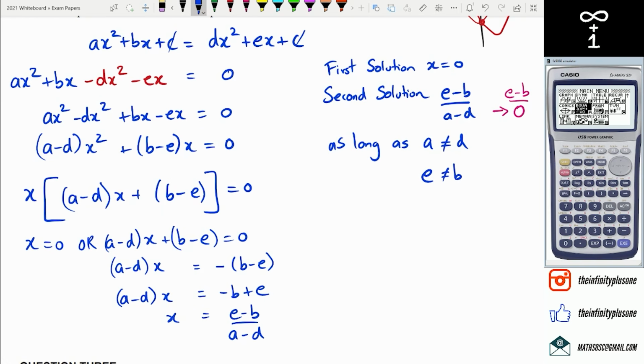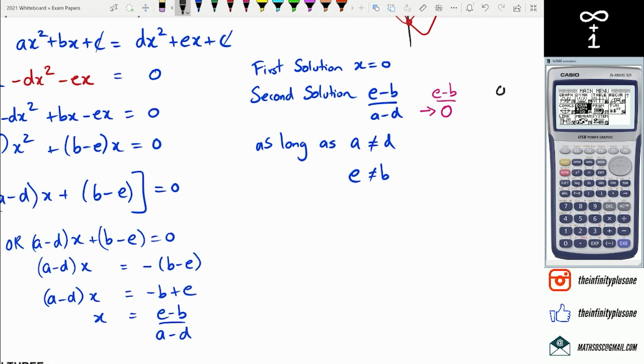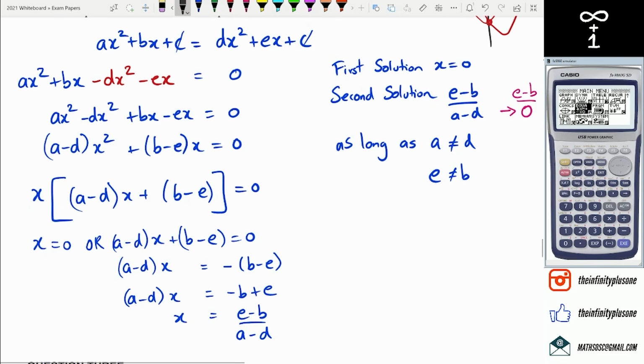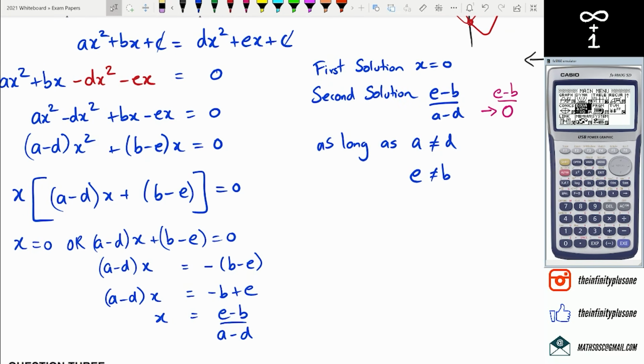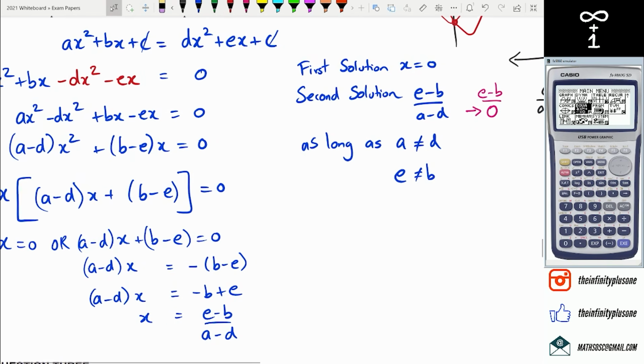Because if e equals b, then your numerator becomes 0. And that means you go back to getting the first solution. And remember, you want to have two distinct solutions. So that's why we say that a can't be d and e can't be b. Pretty much that's the constraints for this question.